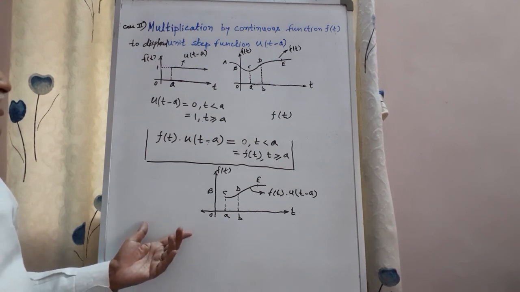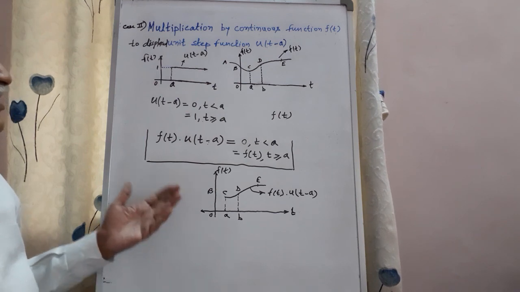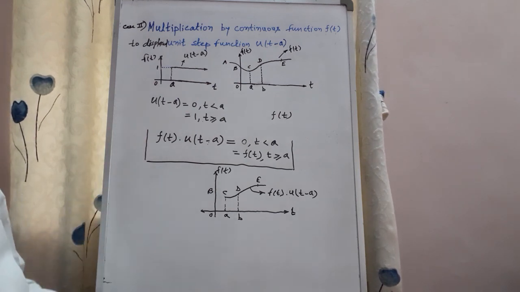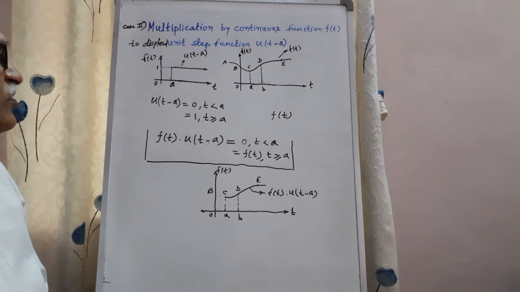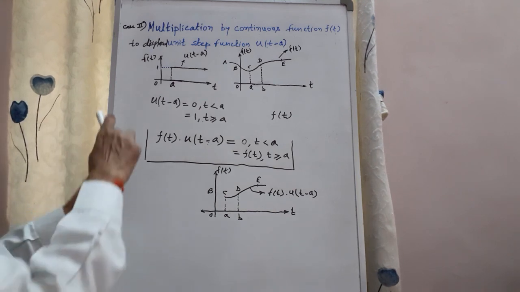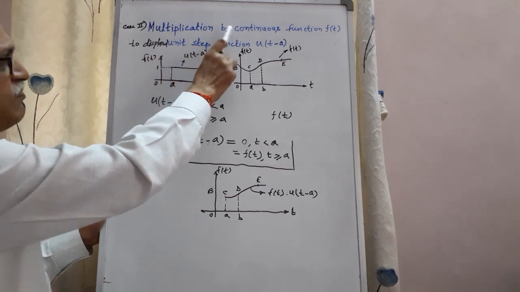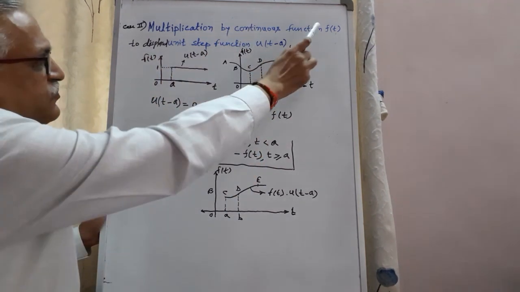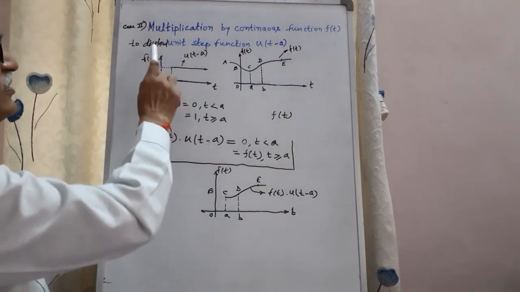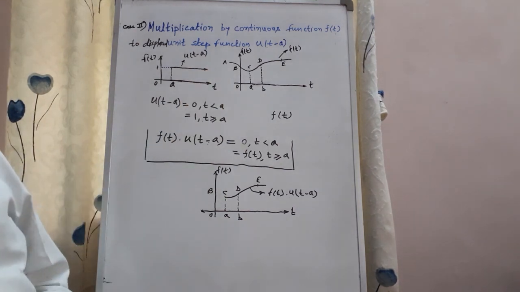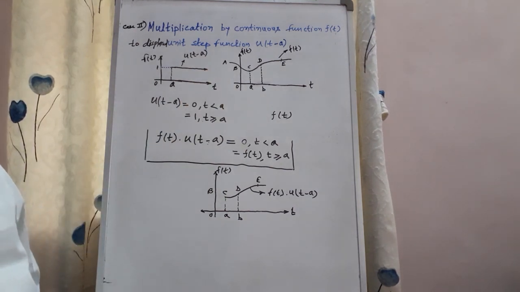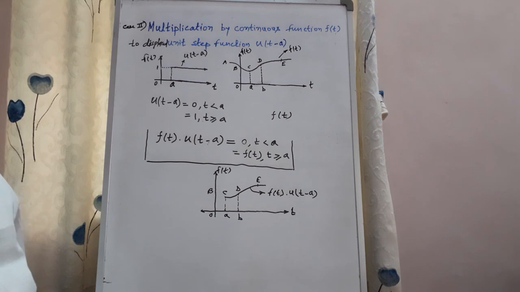Remaining cases I will explain in second part of this video. In next part I will discuss the third case, multiplication by continuous function f of t minus a into u of t minus a, and like this.